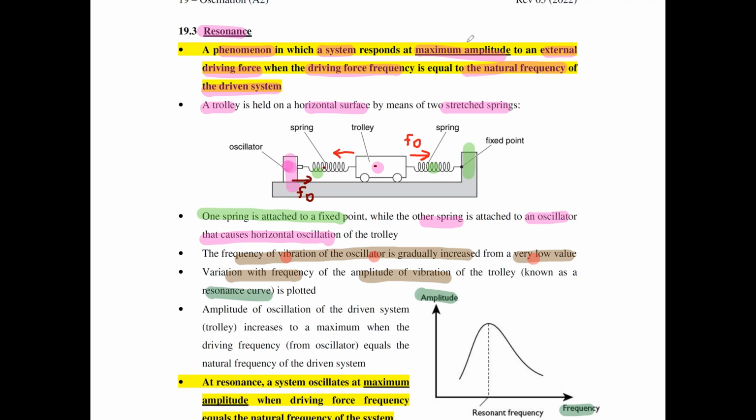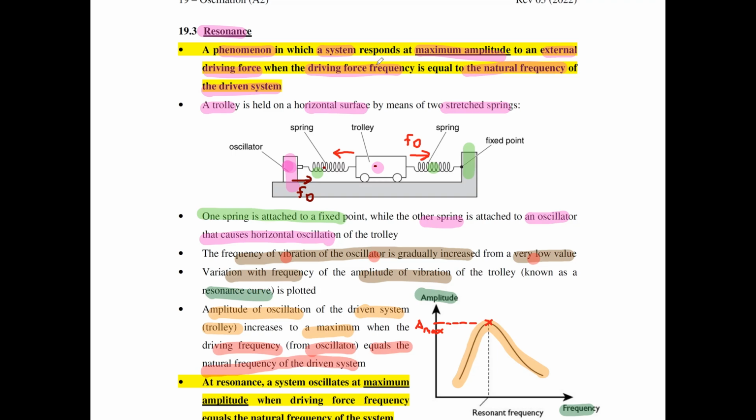So you will notice one particular thing about this graph. The graph will suddenly reach a peak and then after that it will drop down, okay? You'll notice that the amplitude of oscillation of your driven system, which is your trolley here, will increase to the maximum and then after that it will drop down, right? So the point where your amplitude reaches a maximum is of interest to you. This is where you have maximum amplitude. The point where your system reaches maximum possible amplitude is when your driving frequency from the oscillator equals the natural frequency of the driven system.